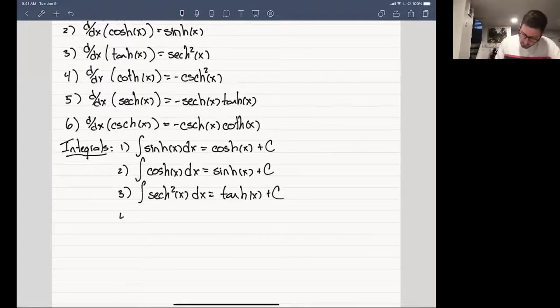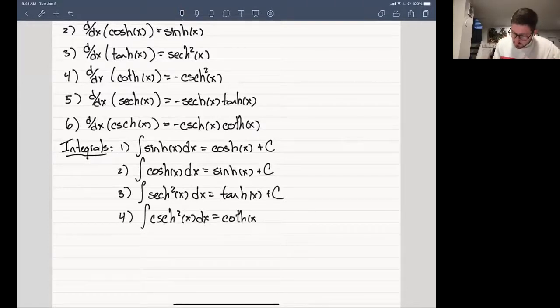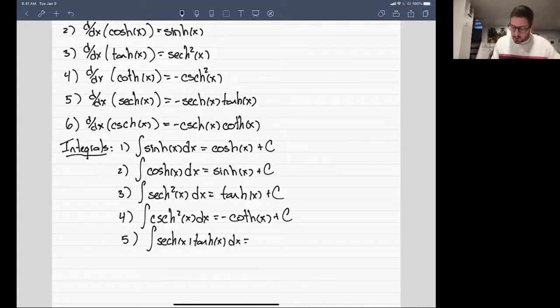If you have cosech squared of x, this is equal to coth of x plus c. Sorry, there's a minus in there. I got excited. This is minus coth of x plus c. If you have sech times tanh dx. All right, so I'm basically just undoing all of the formulas that are above, right?